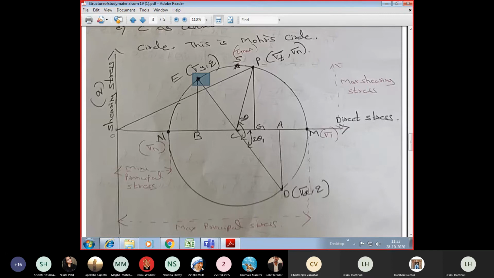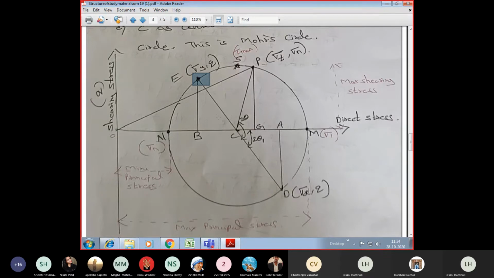Now once you get the point B, direct it towards the E point. This E to B distance indicates q, the shearing stress q. So now you have the 2 points D and E. Now join the points D and E, as I have joined it here.